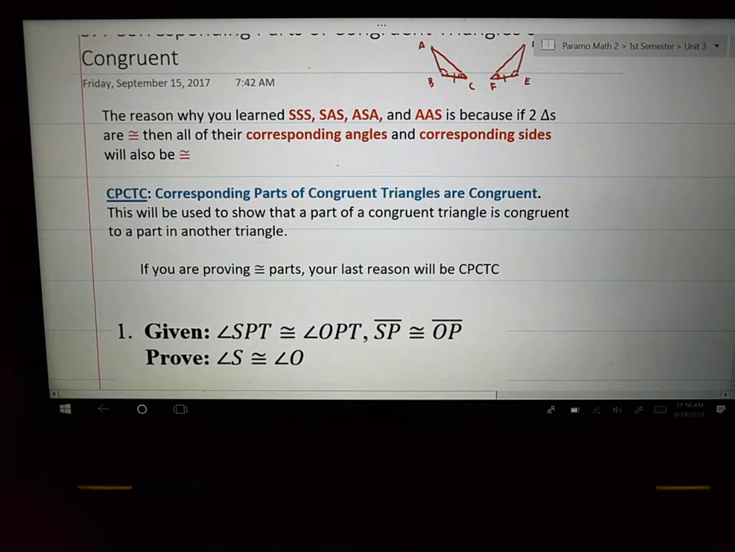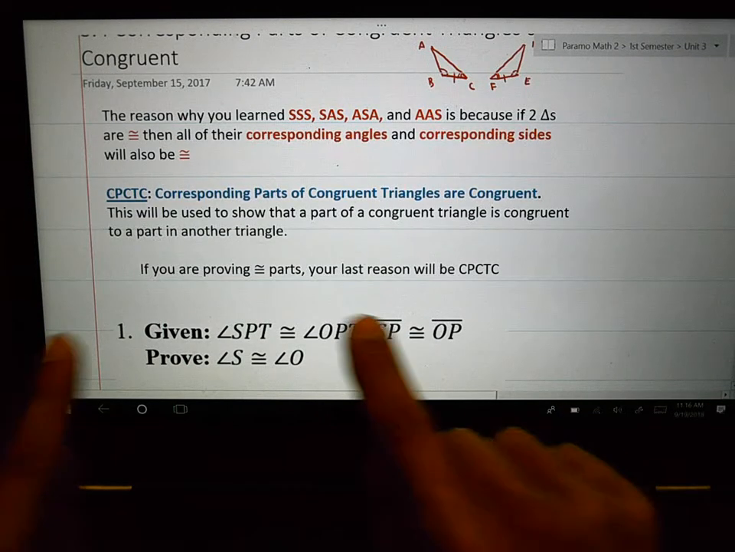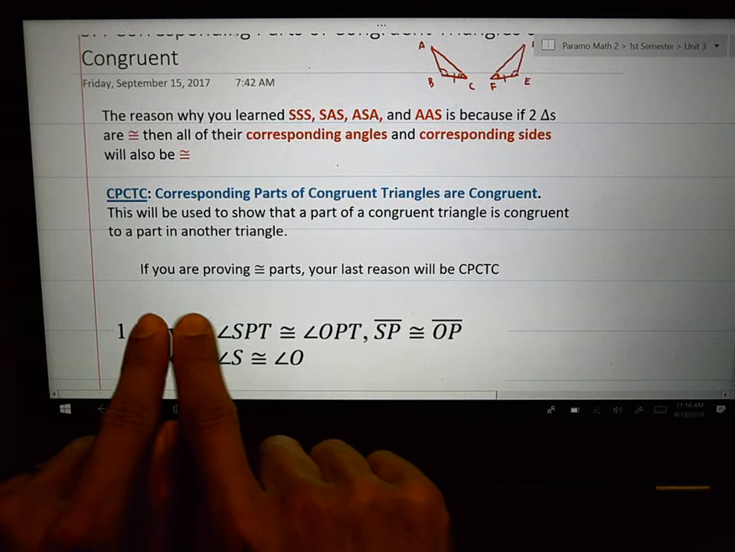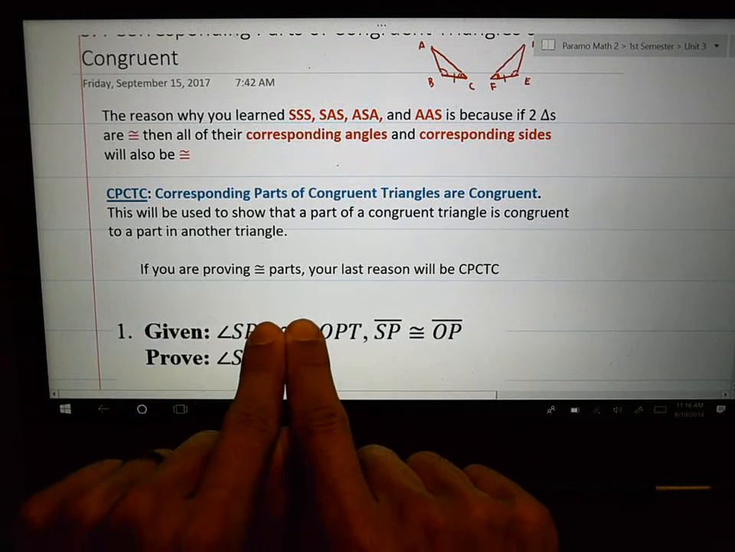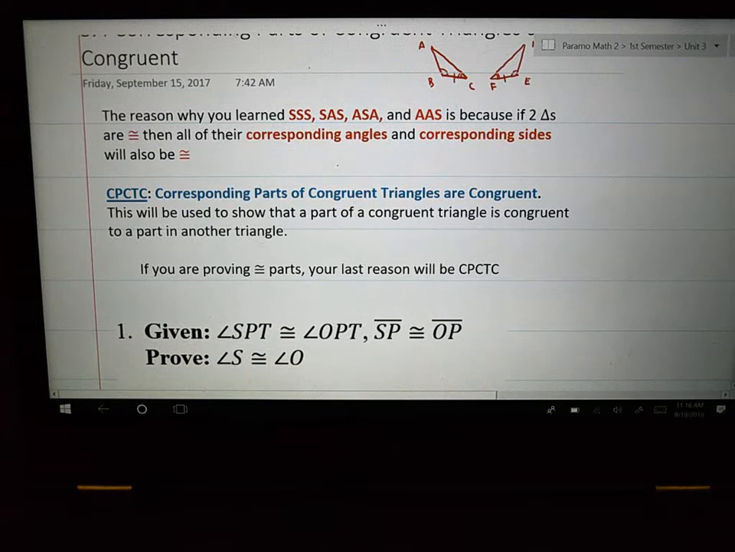So, that brings me to this last thing. If you are proving congruent parts, your last reason is going to be CPCTC. What does that say? CPCTC. There we go.